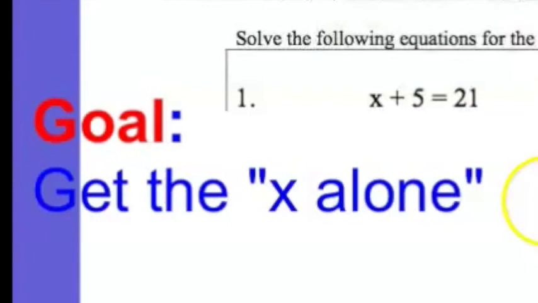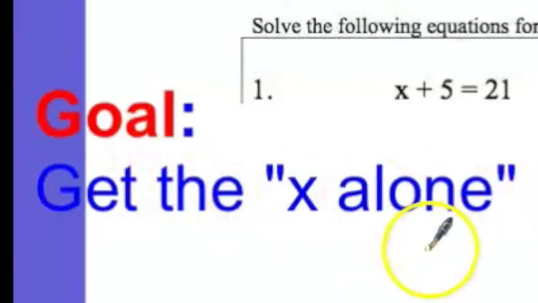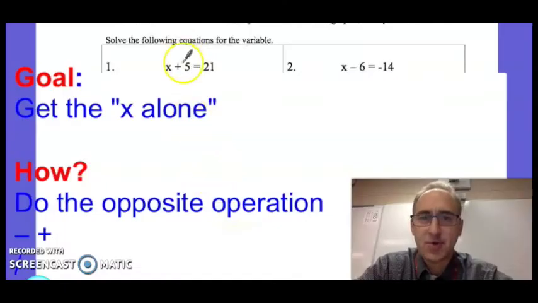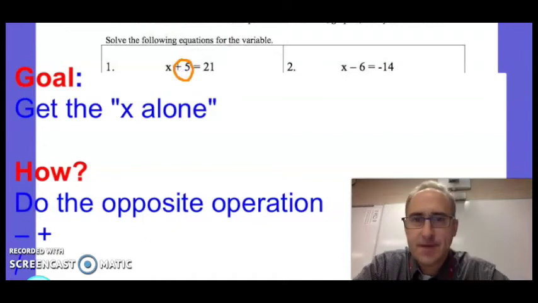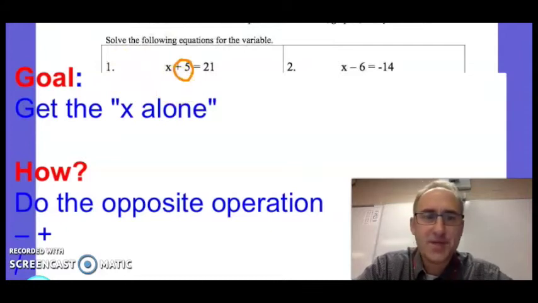So now let's try number 1. Remember, the goal is to get x alone. We do this by doing the opposite operation. So right here, our operation is plus 5. So what's the opposite of plus 5? That's right, we are going to subtract 5. From one side? No, from both sides.